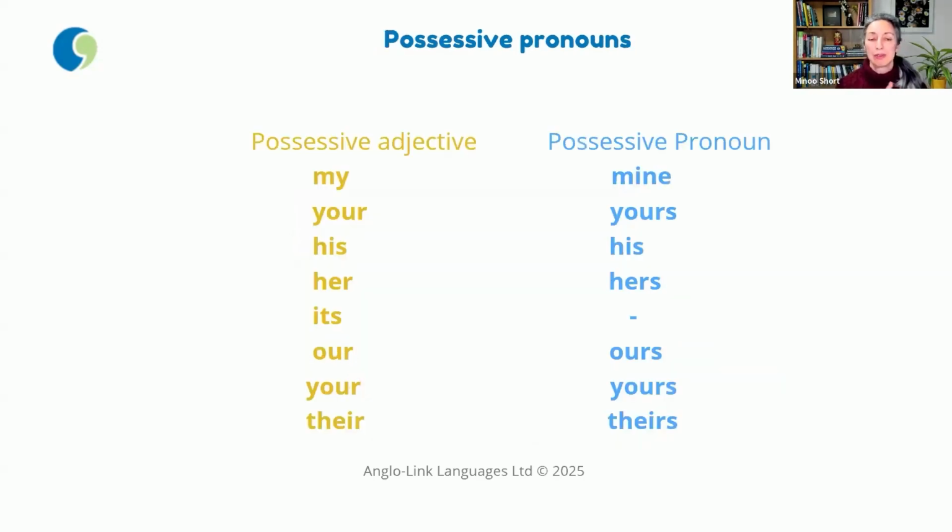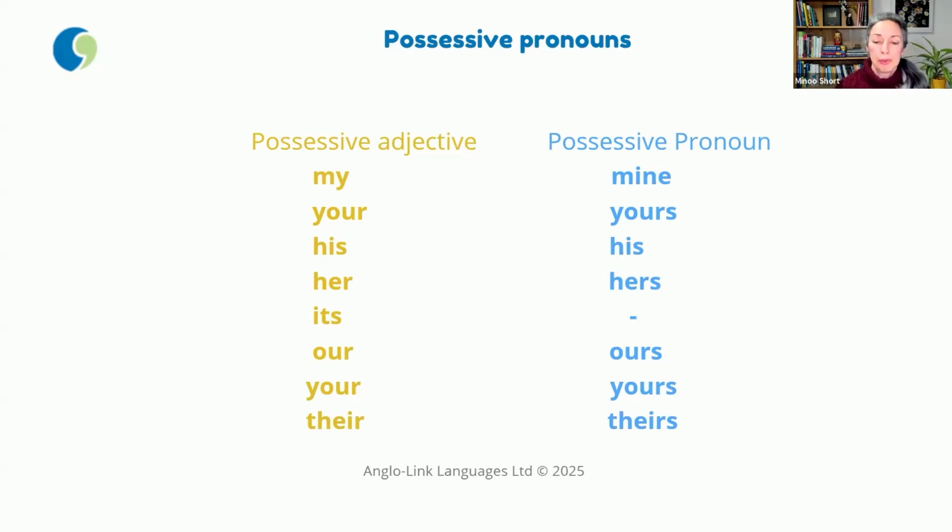So looking now at the list of possessive pronouns, we have my, mine; your, yours; his, no change, his; her, hers; its doesn't have a possessive pronoun; our, ours; your, yours; and their, theirs.